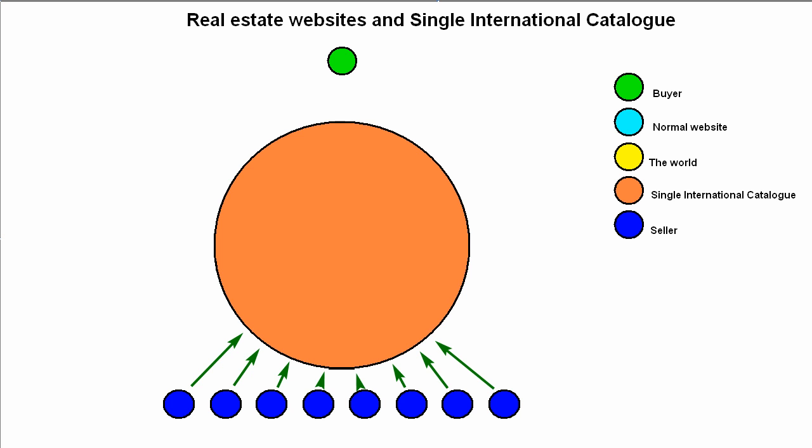Finally, let's look at the mechanism of the single international catalog. All the sellers of the world can gather their offers together in it, and the customer can examine and compare all of them with a single search, extracting the precise property with just one click, taking a few seconds.